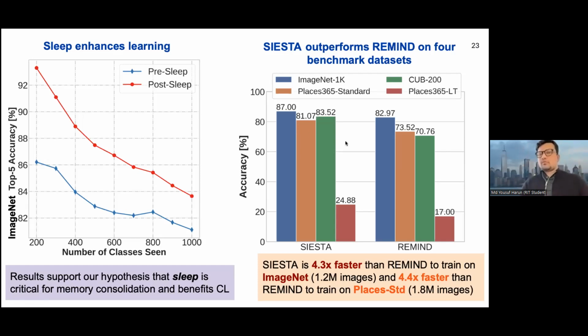And on the right side, we compare it with a state-of-the-art online learning method, that is REMIND, across 4 different benchmark datasets. SIESTA outperforms REMIND in all these setups. Additionally, it is also much faster to train. Particularly, SIESTA is 4.3x faster than REMIND for ImageNet, and 4.4x faster than REMIND on the Places-Standard dataset, both of which are large-scale datasets.